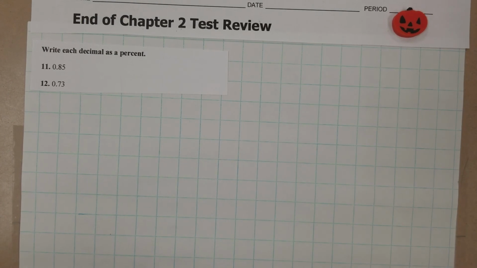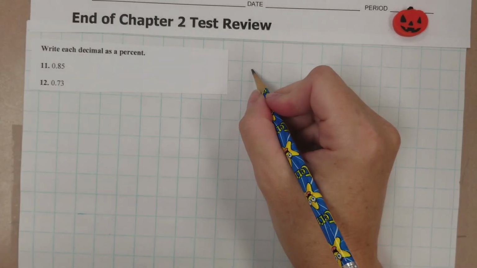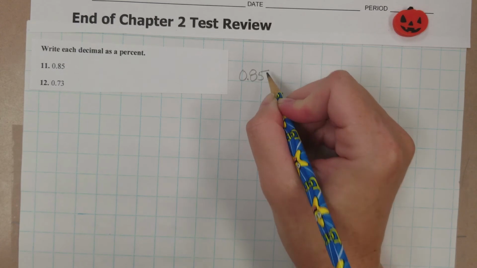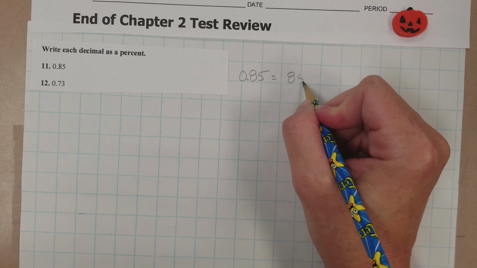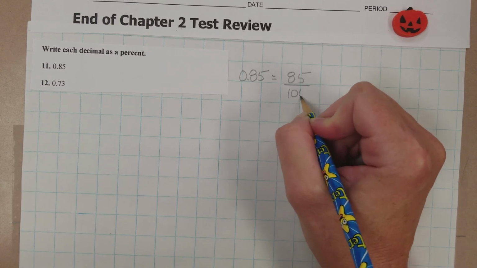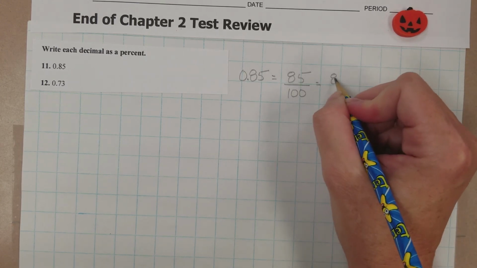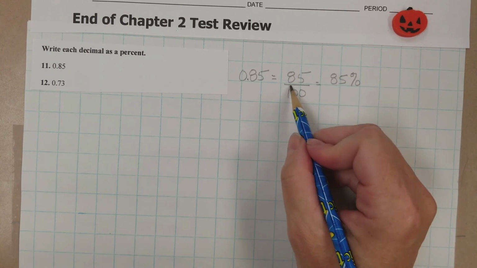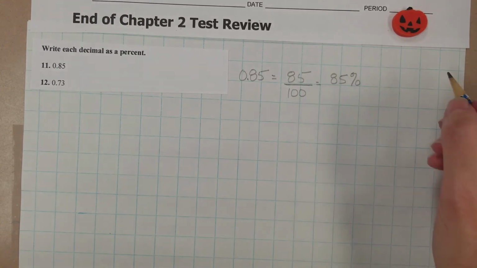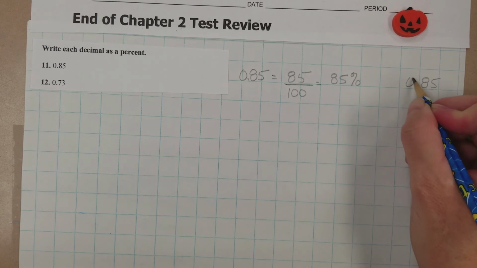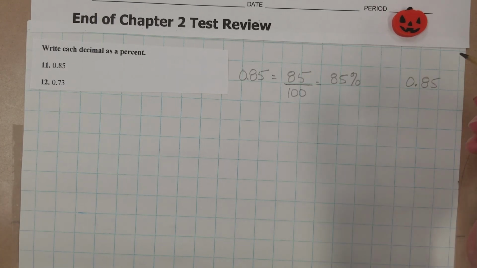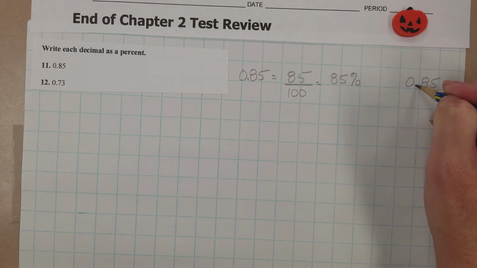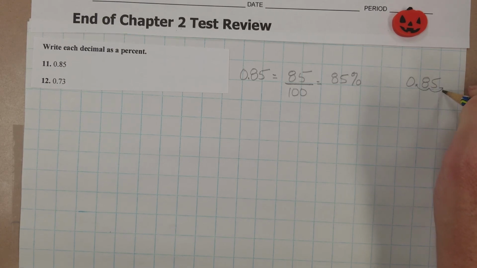Write each decimal as a percent. 0.85 is read 85 hundredths. So you can write that as a fraction, 85 hundredths, which equals 85%, because this is per hundred. Also, if you have 0.85 and you want to change it to a percent, you can move the decimal 2 places to the right, 1, 2, and then that would be 85%.